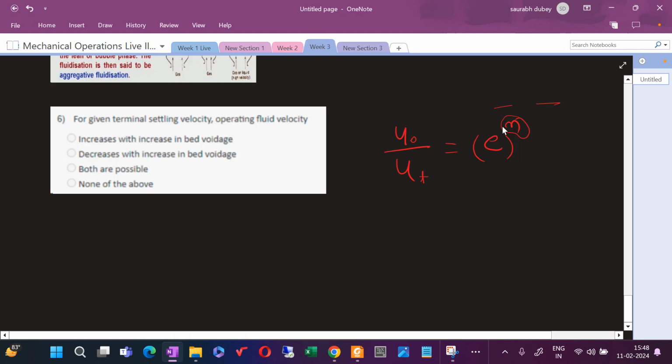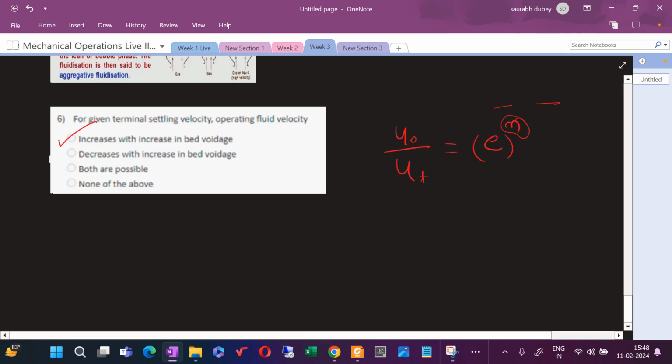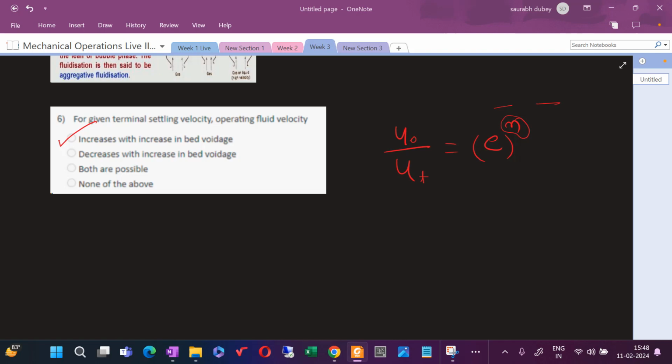When you relate this, you come to know that it increases with the increase in the bed voidage. So if bed voidage is increasing and the terminal velocity is fixed, then the operating velocity will obviously increase as the voidage increases. So that is the sixth question.